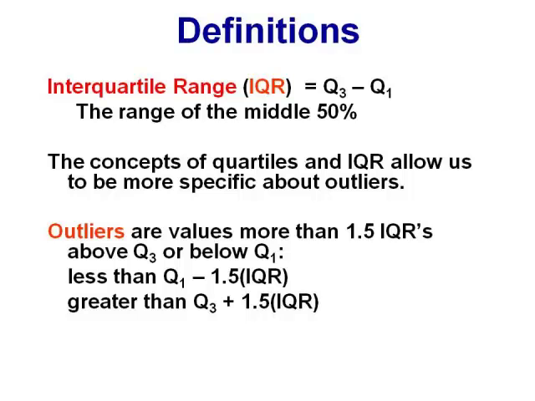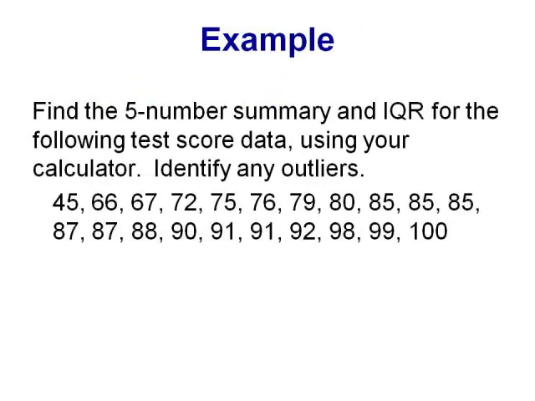And one of the reasons this is important for us is that it's actually part of the formula we use to figure out how far out an outlier really has to be. An outlier is 1.5 IQRs below the first quartile or above the third quartile. So for this set of data, let's find the 5-number summary, the IQR, and then use that to figure out if there are any outliers.